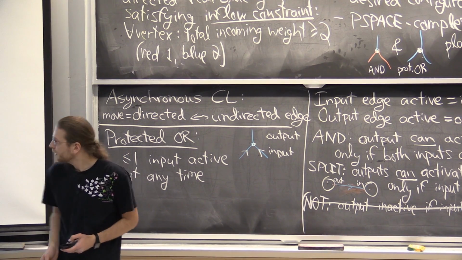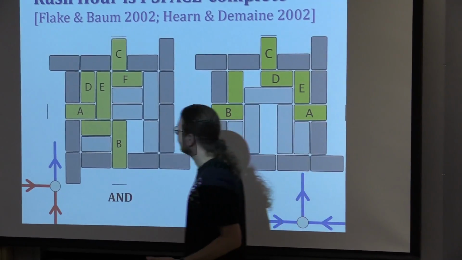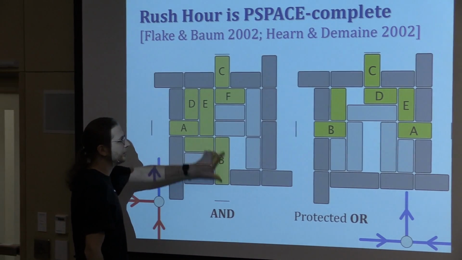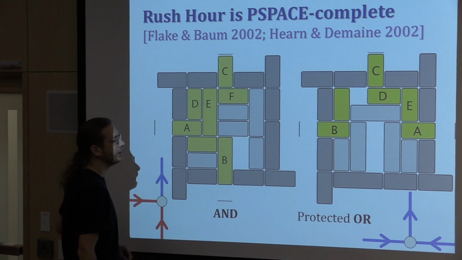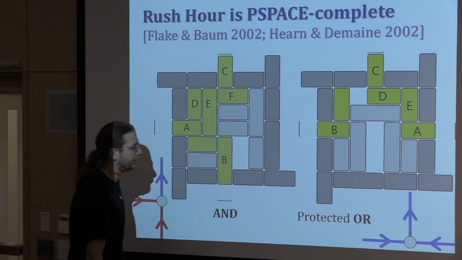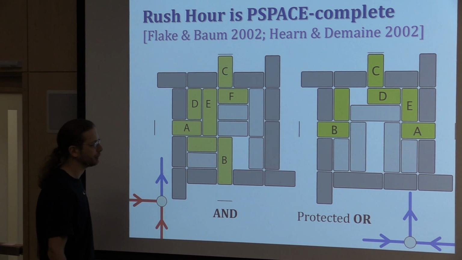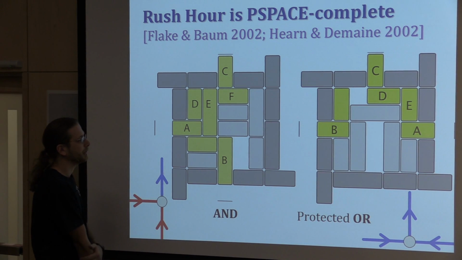Next problem: Rush Hour. This one we actually covered in lecture 1, so just to remind you, here the blocks can only move in the direction that they're oriented. And again, you can build an AND or a protected OR in the setup. This result was proved previously, but here is a constraint logic proof. Again, we do protected OR.